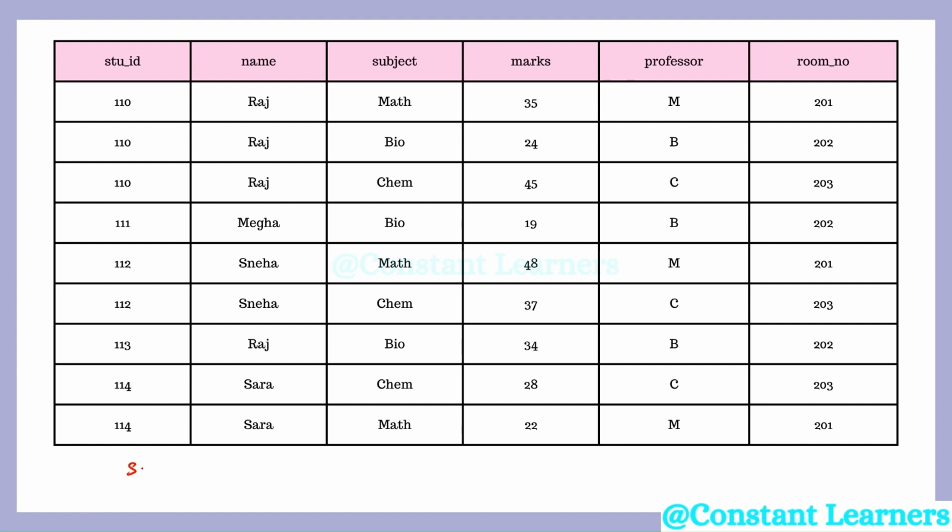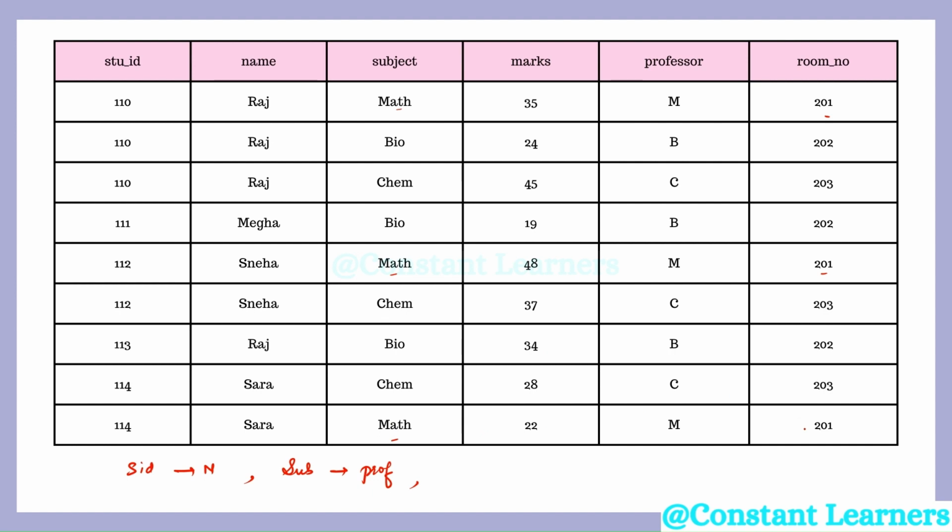So student ID is determining the name. I'm writing this in short, okay? And subject is determining the attribute professor, right? Now we know that math classes are being taken in room number 201, right? Here also we have a math class and the room number is 201.